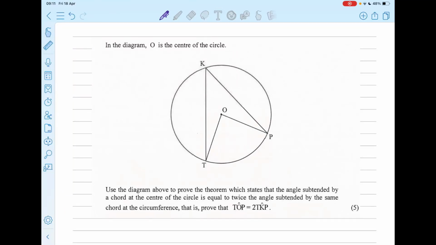Hi, let's do this question. So here we are proving the angle at center circle geometry theorem.